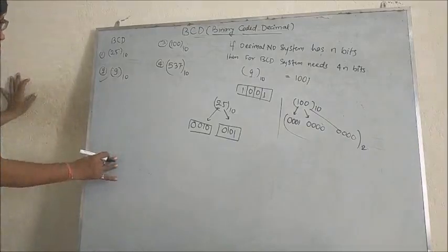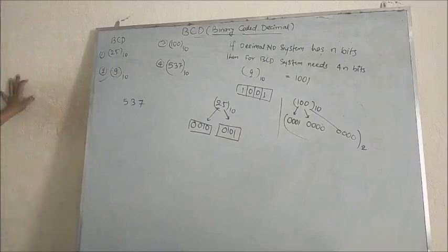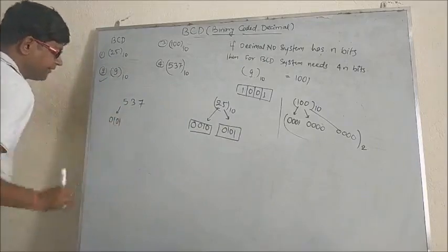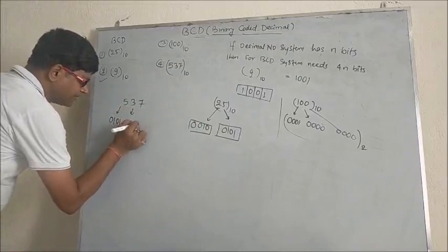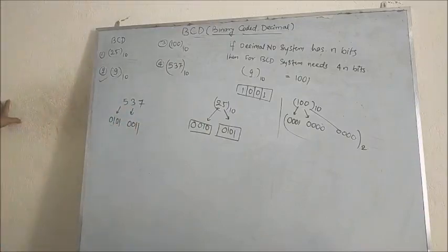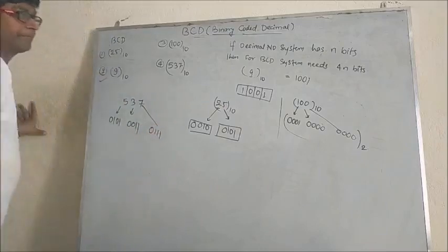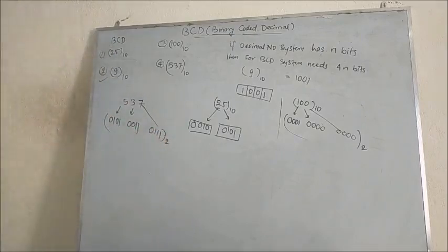Shall I explain it here? Yeah. So 537. How will 537 be written? For 5, what will the BCD code be? 0101, right? For 3, it is 11, but I will pad 00 here, so 0011, right? And for 7, it is 111, so 0111. So the full BCD code of the number 537 will be 0101 0011 0111 to the base 2, right?